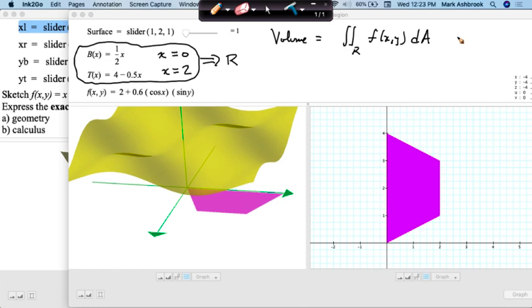Last time we saw that with a rectangular region, you could start with x or y, whatever you want. Here we have to think about it a little more. Let's start with y. We're going to do the double integral, and do dy dx first, of 2 plus 0.6 cosine x sine y.